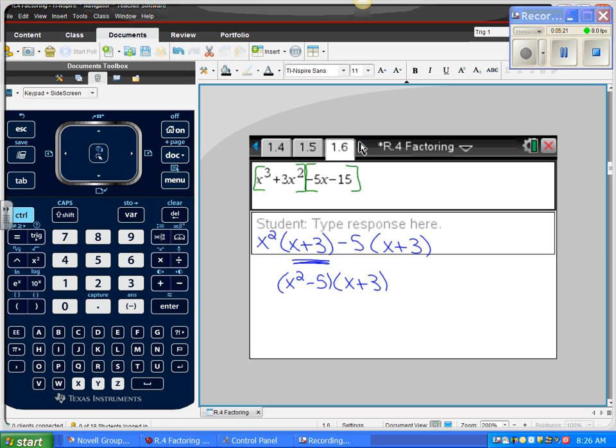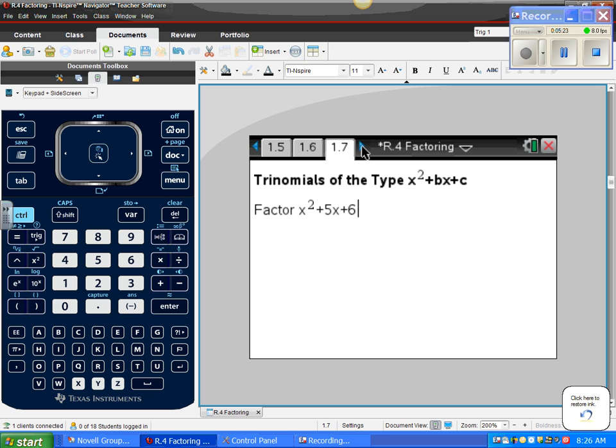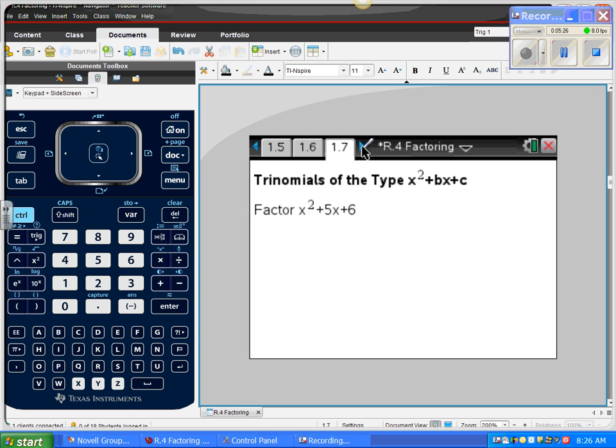Okay, next page. Trinomials of the type x squared plus bx plus c. Now this is straightforward trinomial factoring, okay? x squared plus 5x plus 6. So what you're doing is you're looking for two numbers that multiply to be 6 and add to be 5.